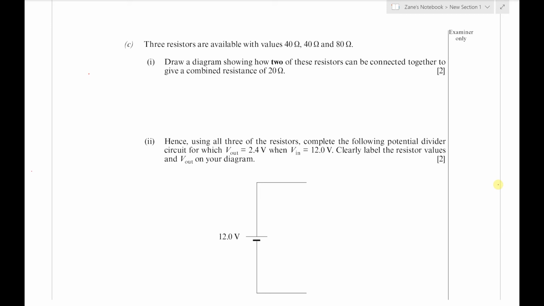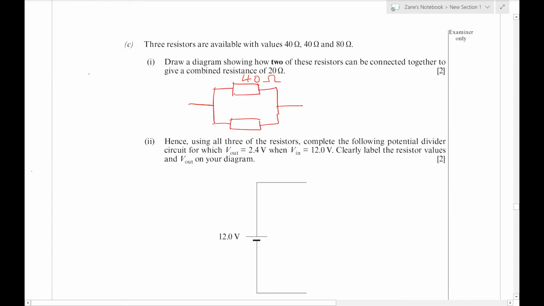Here we can also use a little trick that if we have identical resistors in parallel, the total resistance is equal to the resistance of one of them divided by however many there are. So in this case, if we take two 40 ohm resistors, then the total resistance will be 40 divided by 2, which is the 20 ohms that we need. And I'm making it clear in my diagram that this is a parallel arrangement by showing the current splitting.